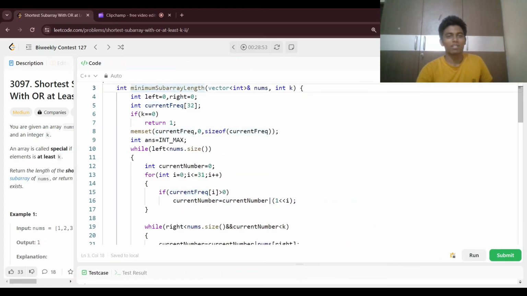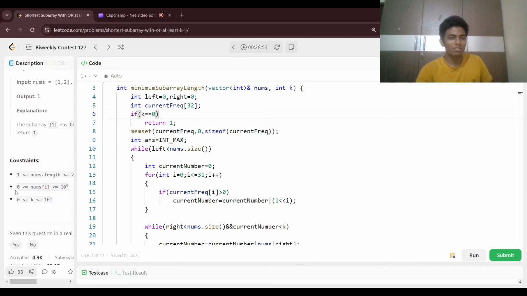Suppose we'll take left and then right equal to 0, and then this is going to be our current frequency. And then suppose the k equal to 0, that means the OR of all operations is going to be 0. That means we are going to have at least one element, so that the current OR operation will become that particular element which is going to be greater than or equal to k. Why? Because the nums always start from 0 to 10 power 9, so it will always be greater than or equal to 0. That's why we are going to consider only one element, and then we are going to return it, and then we are going to use the current frequency.